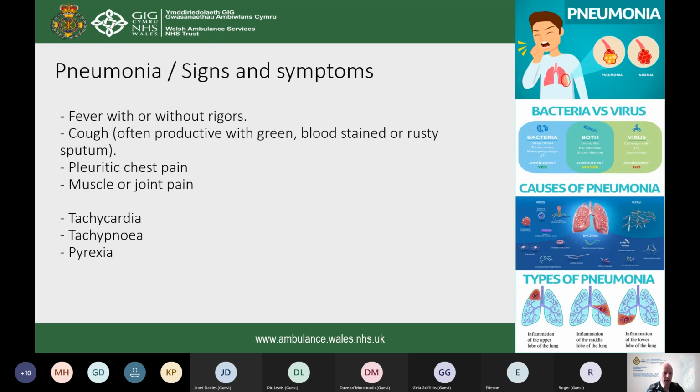So signs and symptoms then. They may have a fever with or without rigor, so they get those shakes at night. Cough, often productive with green, blood-stained, rusty kind of sputum. They will have chest pain, muscular chest pain. They'll have joint pains, just like when you've got the flu, you can feel rough with it. And then on your assessment, they're going to be tachycardic, tachypneic, and pyrexic. So fast heart rate, fast breathing, and have a temperature. All signs of an infection.